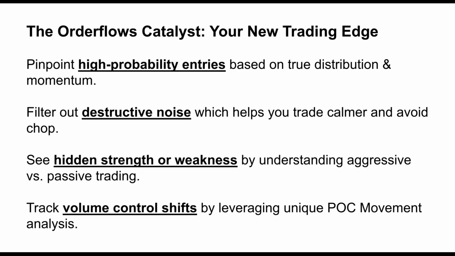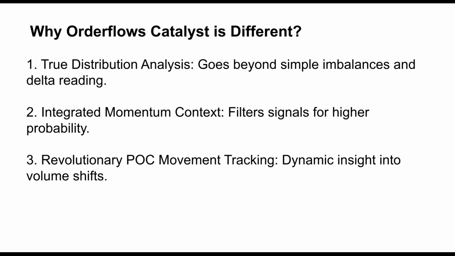Catalyst helps you track volume control shifts by leveraging unique PLC movement analysis. So why is the Orderflows Catalyst different than any of my other indicators or any other indicator on the market? Well, it gives you true distribution analysis. It goes beyond simple imbalance reading or delta reading, right? And it's a more holistic approach to analyzing the order flow, right? It's got integrated momentum context by filtering signals for higher probability when you have stronger momentum taking place. It's got revolutionary PLC movement tracking, which is dynamic insight into volume shifts.